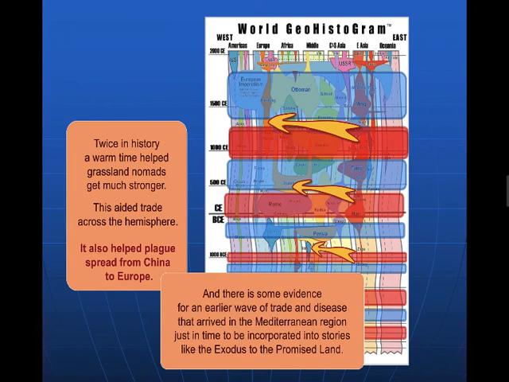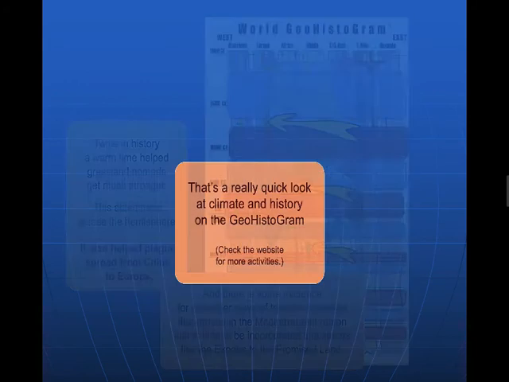And there's some evidence that this happened once before, just about at Hittite time, or at about the time that the Hebrews moved out of Egypt into the Middle East. In other words, there is some evidence for an earlier wave of trade and disease just in time to get incorporated into stories like the Exodus of the Promised Land. Like I say, this is a big and very complicated topic. In other words, this is a prompt for further inquiry. It's not a presentation that says this is the way things were.